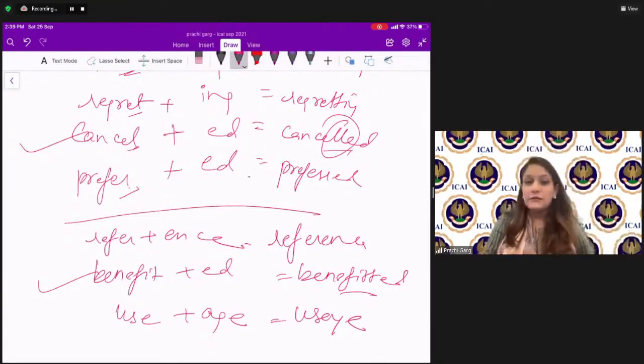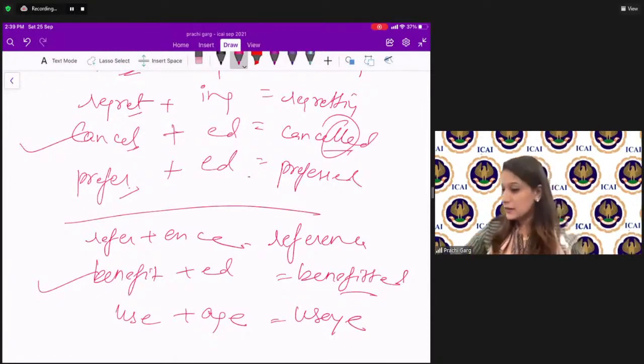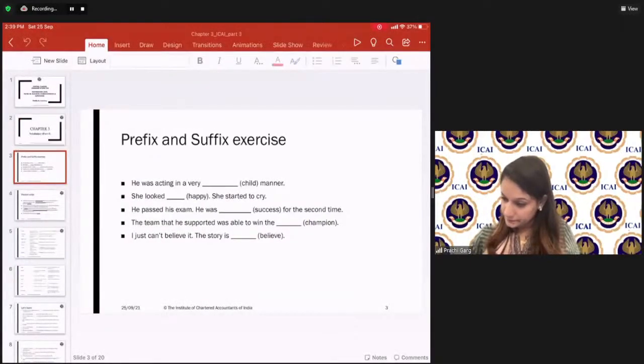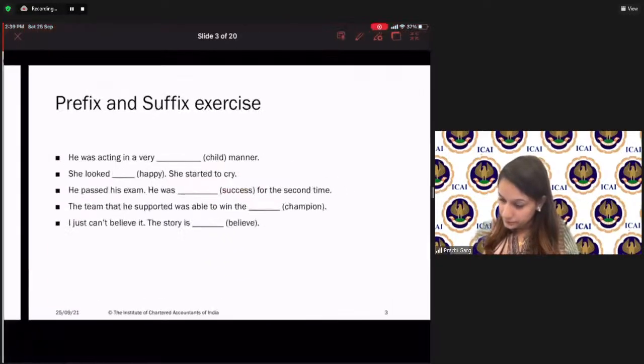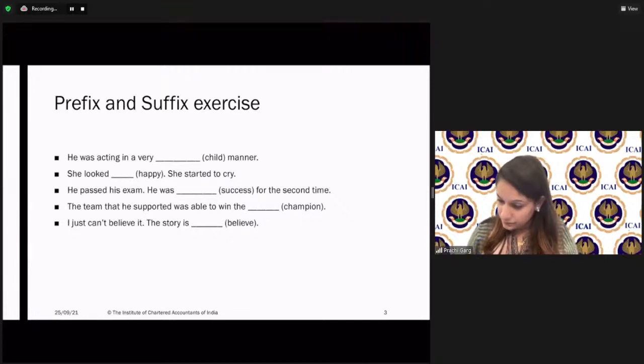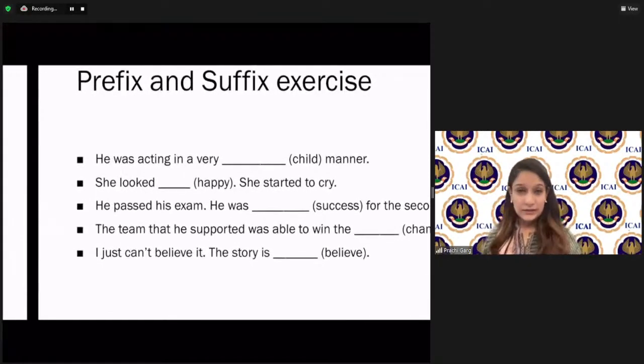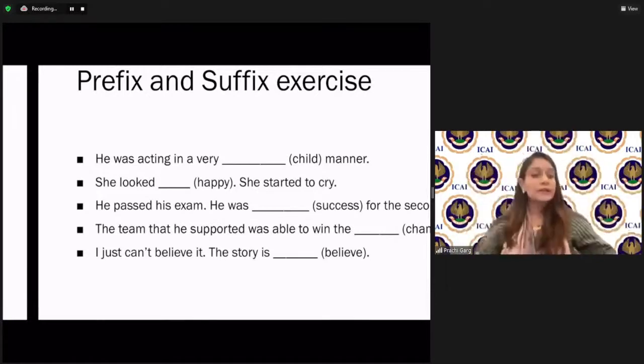All right. So have you checked your answers? Now let's quickly look at one small exercise, and then I will move on to the next topic. I want you to fill in these blanks using the words given in brackets. You have to add the meaningful prefix or suffix to complete the sentence. Quickly.